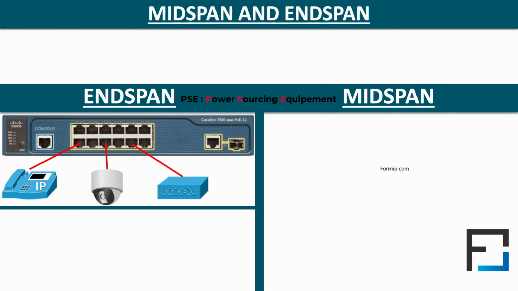The end-span PoE method uses a switch with built-in PoE. Typically, on Cisco switches, the ports that provide power are framed in yellow. When a device is connected to the switch, it will be detected automatically if it is PoE enabled. If so, then the power will be turned on. PoE switches come in a variety of sizes, and only certain ports may be PoE enabled.